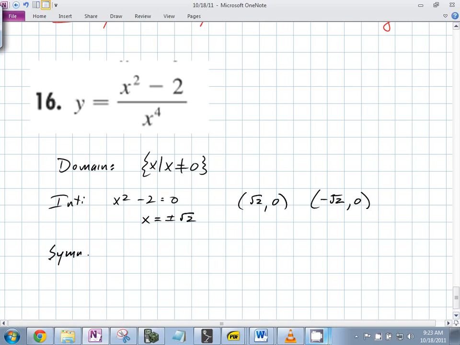Let's do symmetry. What do you plug in? No. f of negative x. You never plug in a value. Just because it's symmetric for one value does not mean it's symmetric for any others.